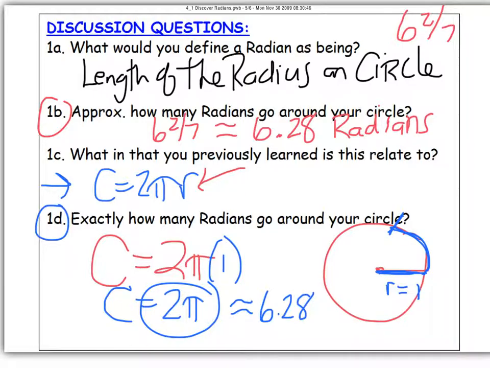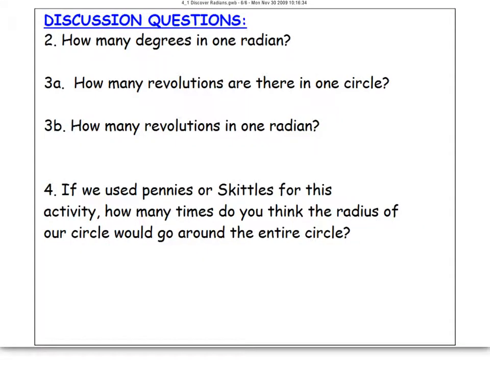So what we can glean from this is 2 things. There's approximately 6.28 radians when you go around a circle from start to finish. That means you can lay the radius out that many times. But there's exactly 2 pi radians. And in Chapter 4, that's how we talk, is in terms of pies. So we're going to start saying how many pies does it take us to go around a circle. And when we talk about the pies, we mean radians, or how many times the radius is laid out on the circle. Okay, let's conclude this with a few other discussion points.